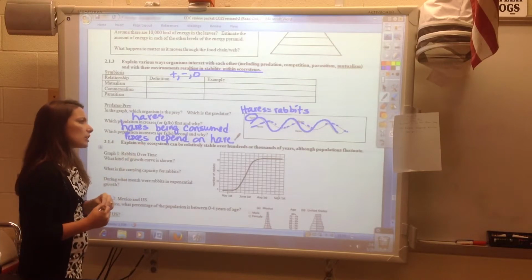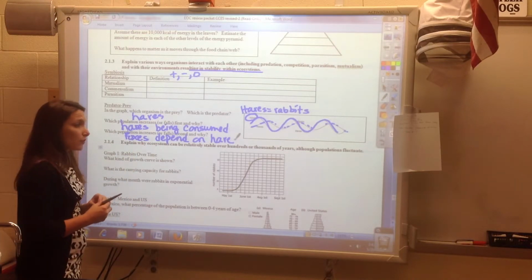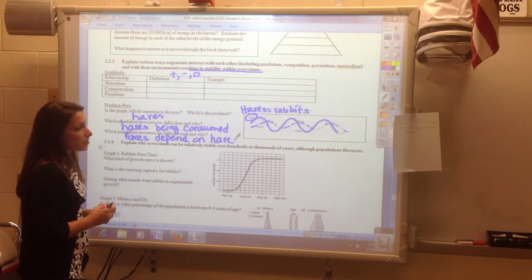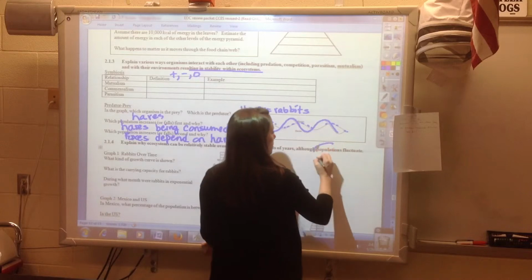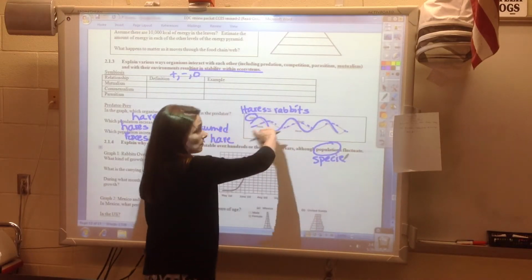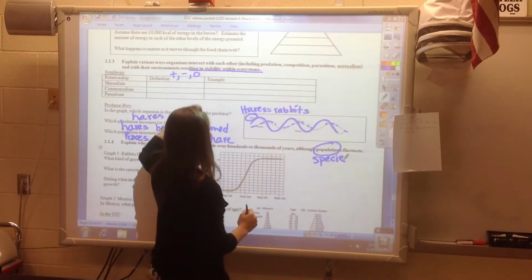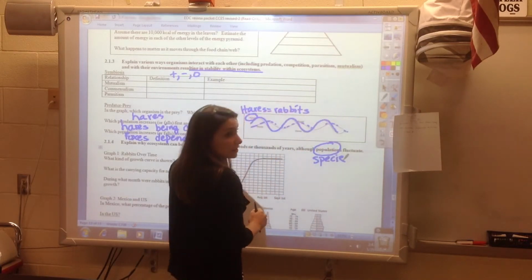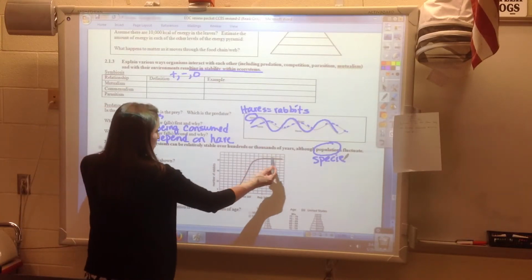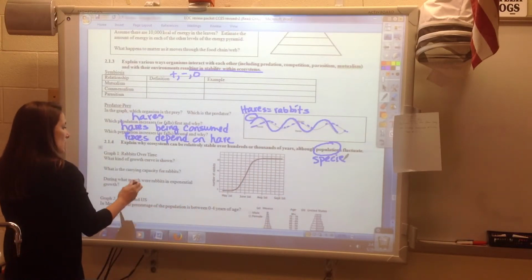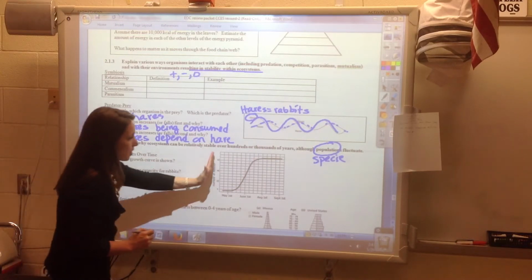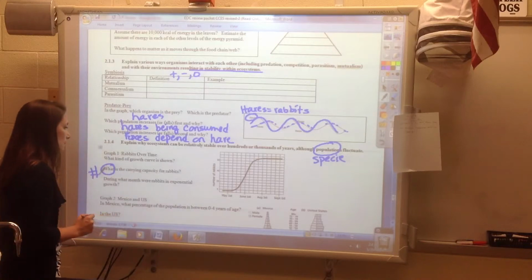2.1.4, explain why ecosystems can be relatively stable over hundreds or thousands of years, although populations fluctuate. So population, remember, is just one species. So a species might change over time, but the whole ecosystem is pretty stable over time. You should be able to tell me what type of growth curve is shown here. And when we say what is the carrying capacity, we mean what is the number that is the carrying capacity.